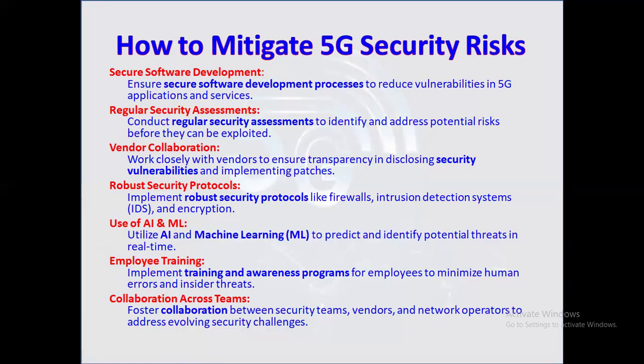Next, robust security protocols. Implementing firewalls, IDS, IPS systems, and strong encryption protocols is essential for safeguarding the 5G network. These measures can block malicious traffic, prevent unauthorized access, and protect data integrity across the network. Next, use of AI and ML.